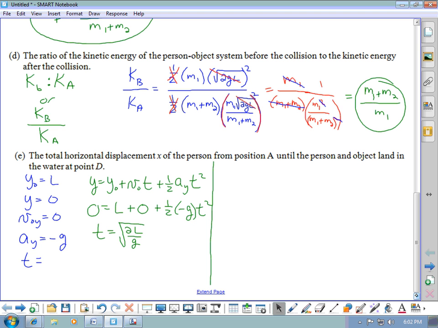So once we have this time, we use that the horizontal distance equals the horizontal velocity times the time. And that, again, is the position versus time equation. There's no acceleration in the horizontal direction. The force of gravity only acts vertically. And so the projectile motion piece is the velocity after the collision, which was m1 times the square root of 2gL over m1 plus m2, times the time, which we just found, the square root of 2L over g.